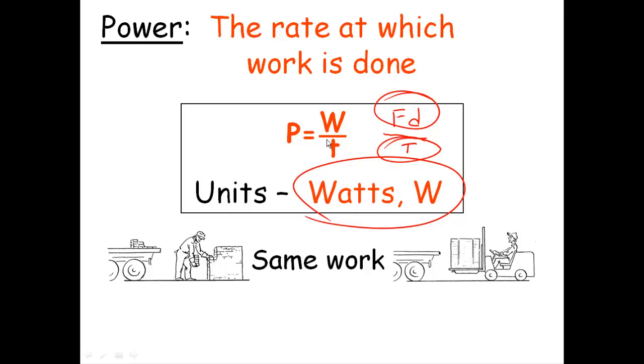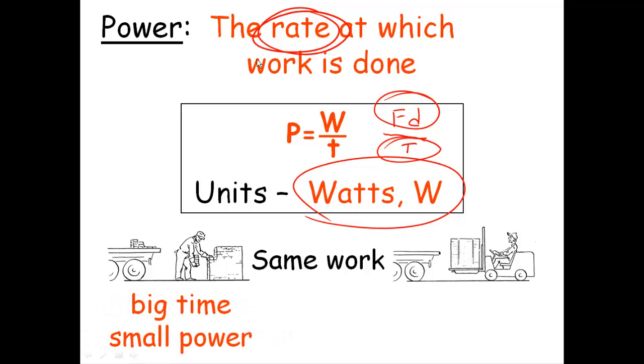Note the two pictures below. Somebody's stacking bricks and someone's using a forklift. In both cases, the same amount of work is done. It's just that the forklift is going to do it faster, has a greater rate. And therefore, if you can do the same amount of work faster, you're more powerful.